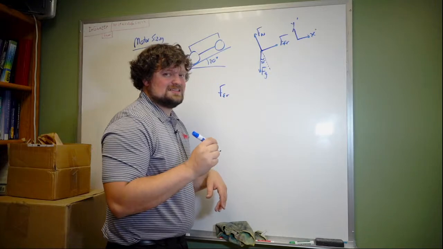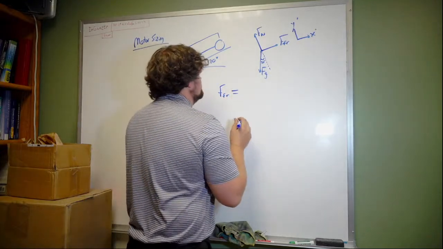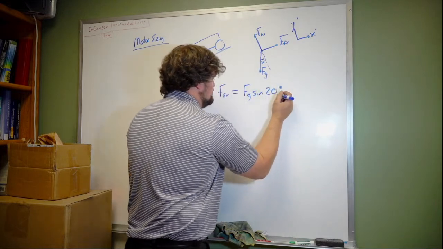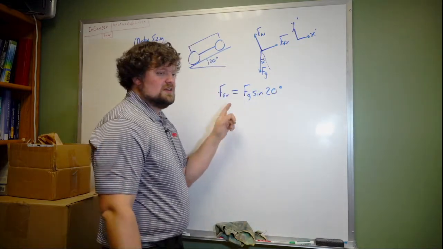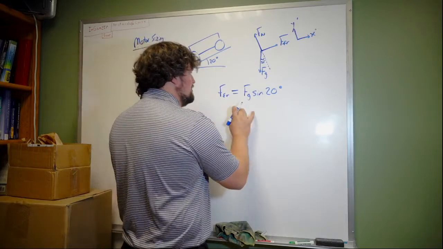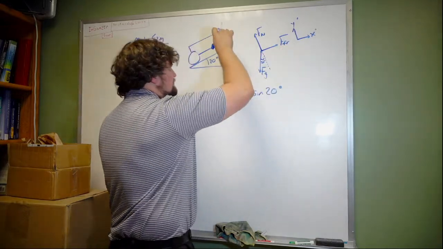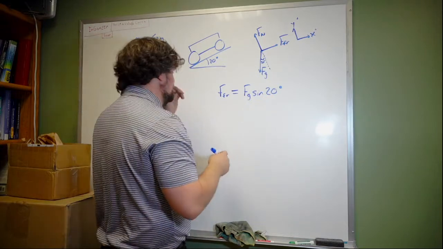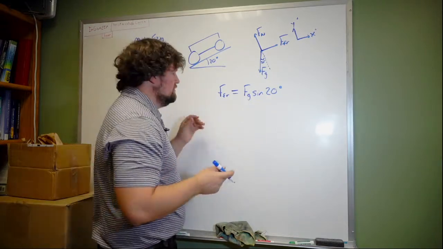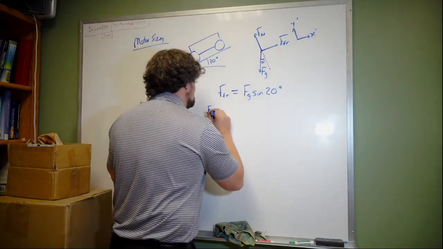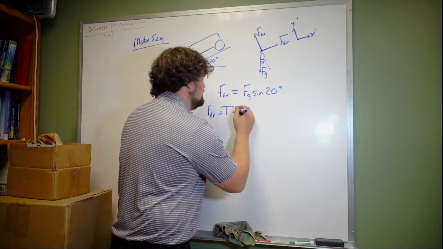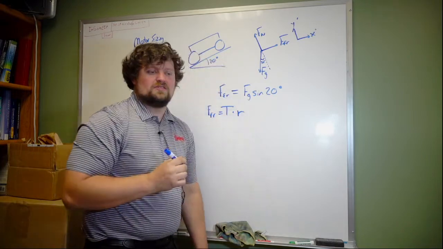Now at steady state, Fr is going to be equal to Fg sine 20 degrees. Okay, so whatever your Fg value is, that's important. Now your Fr, your friction force, this is the force that's actually being put into the wheel by the motor itself. If you have a 1-to-1 gear ratio, that means that Fr is equal to the torque of your motor multiplied by the radius of your wheel. Okay.